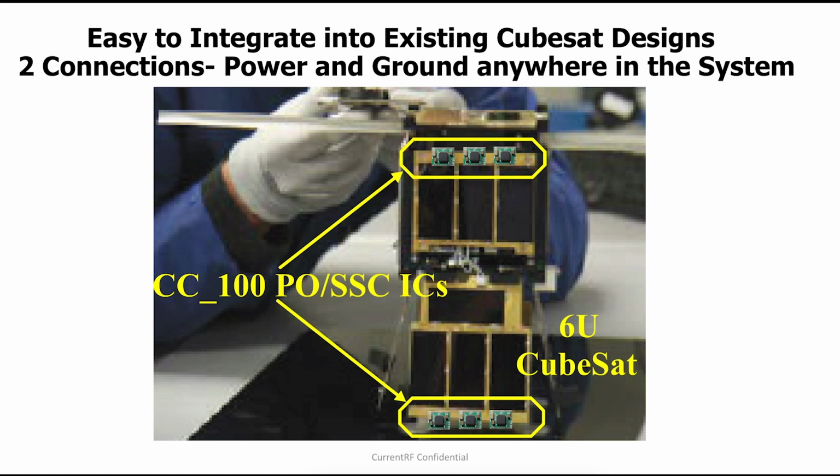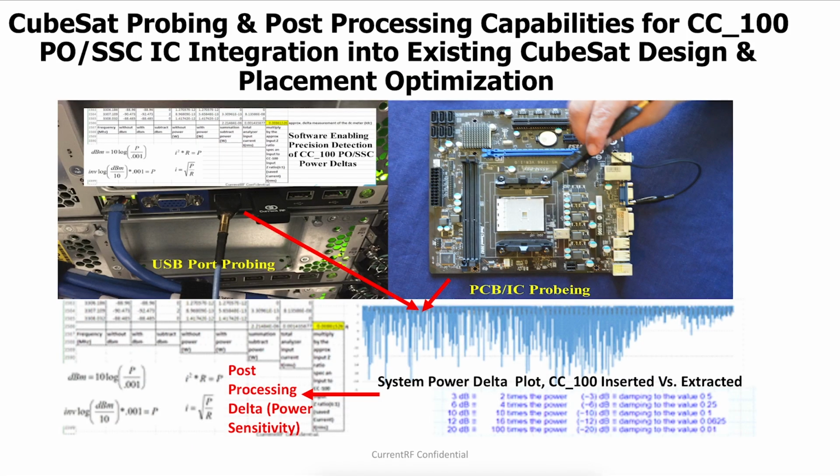In this example, multiple CC100 POSSC ICs can be attached to any ground plane in any CubeSat system, in this case, a 6U CubeSat. In order to determine the most optimal placement of the CC100 POSSC IC and reference design in CubeSat systems, CurrentRF has developed hardware probing and analysis software that can assist the user in finding the most optimal location for CC100 POSSC IC and reference design insertion.